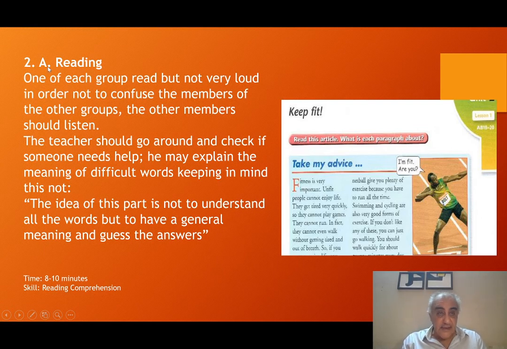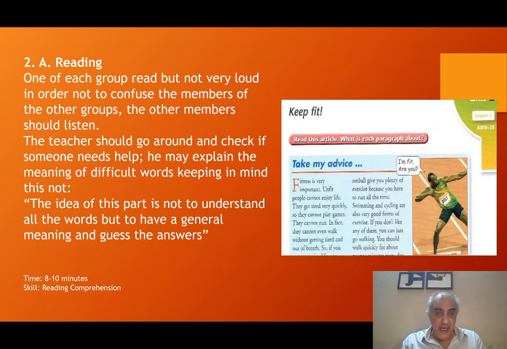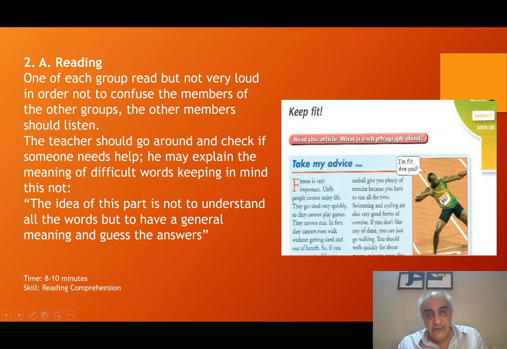Now, let's go to number two, part two. Part two, as you can see here, is divided into two partitions, reading A and reading B. Why? Because reading A is for the reading comprehension, and reading B is for the exercise, for the activity. For the comprehension, remember, I have just selected this from the intermediate book for the students. All right, you know this.